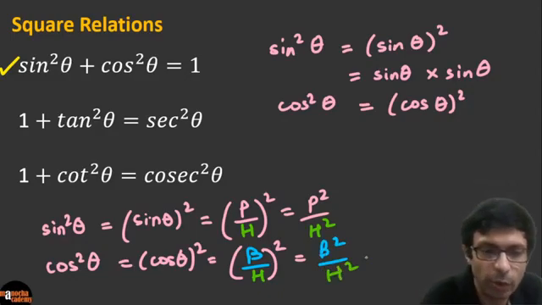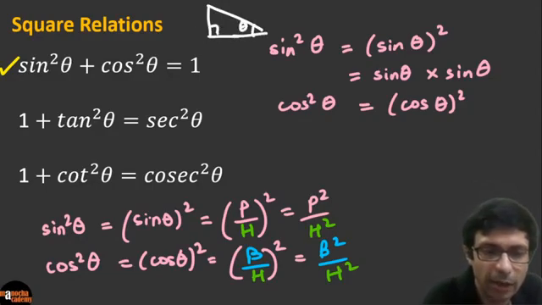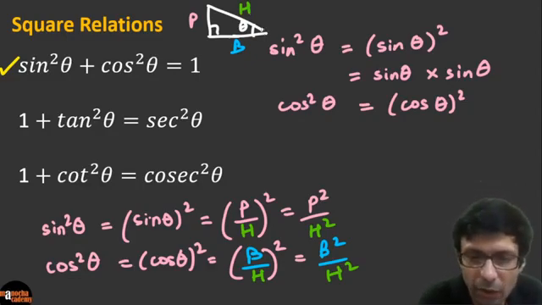And this we are doing again in our right angle triangle. So don't forget our right angle triangle here. This is 90 and this is our theta that we are talking about, and here we have our perpendicular, base and hypotenuse. Simple. So we are talking about our right angle triangle here.